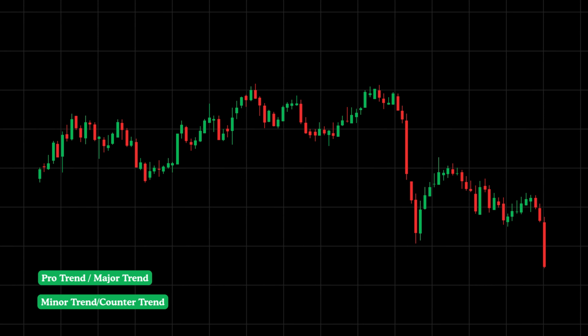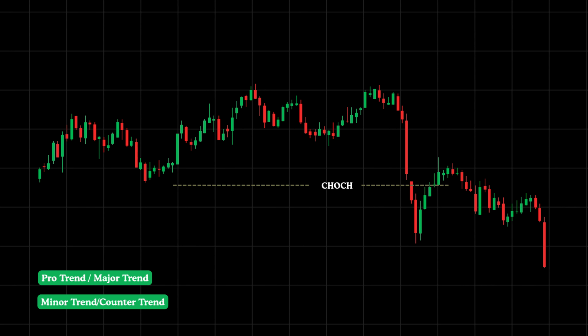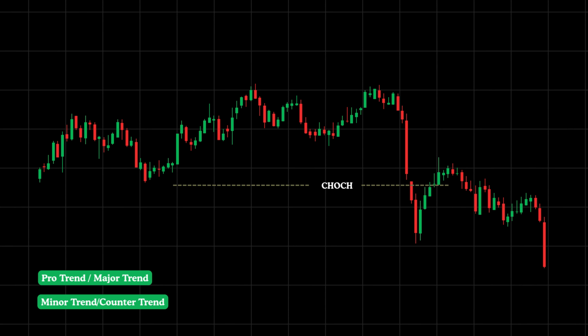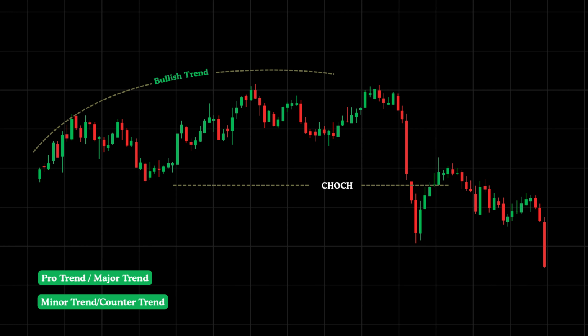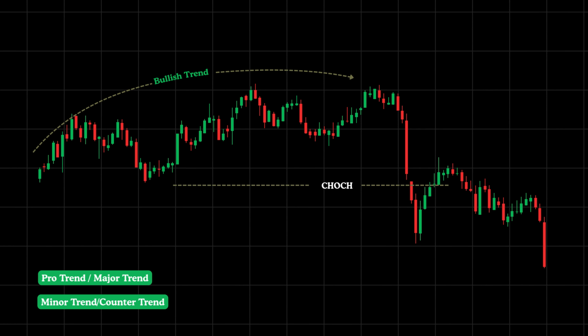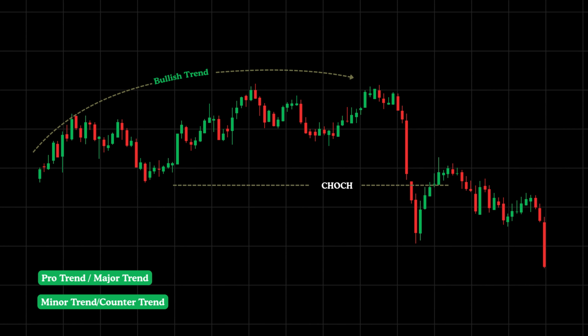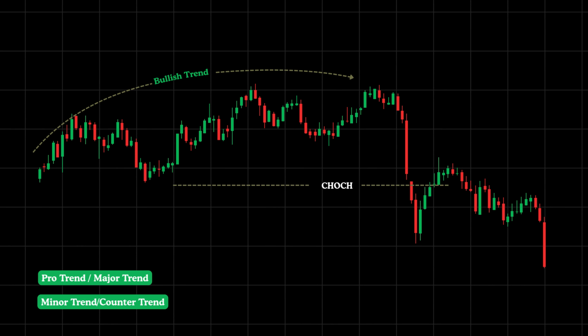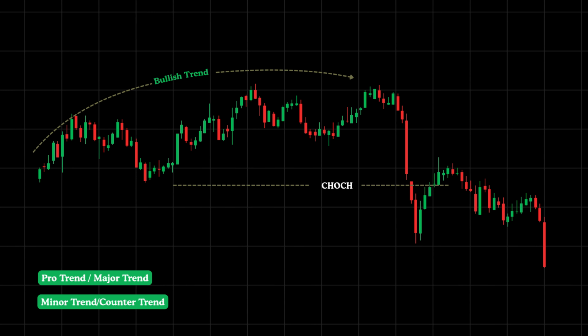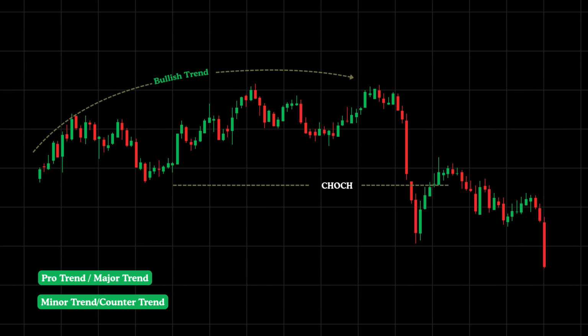Many retail traders find it challenging to distinguish between the pre-trend, or major trend, and the counter-trend, or minor trend. To simplify, in this chart, price is creating higher highs and higher lows from this point onward. By price action rules, this represents a bullish trend. This indicates that overall market sentiment is bullish, which means the major trend, also called the pre-trend, is upward.